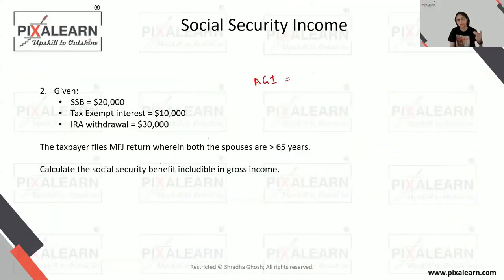See, another question. Step one, calculate the provisional income. For that, we need to start with AGI. So how are you going to start with AGI? Take all the taxable figures first. Okay. So I'll take tax exempt interest is not there. I'll take IRA withdrawal. SSB is separate. I'm not going to take that. So I'm starting with the AGI of 30,000.